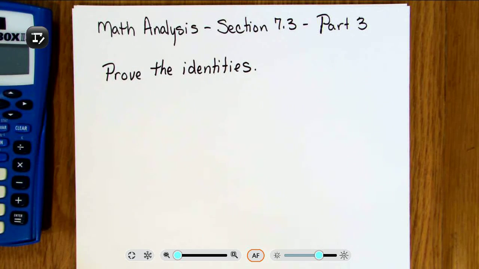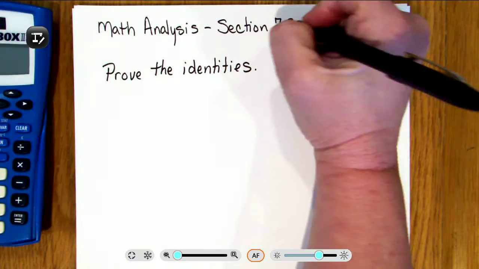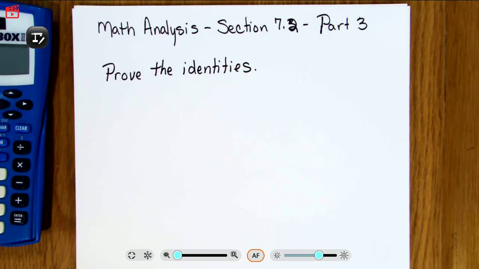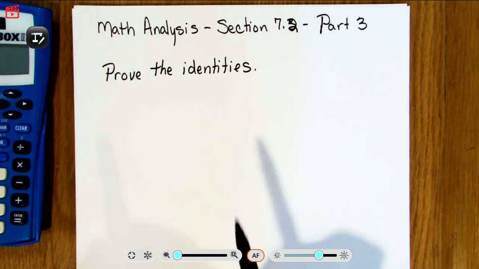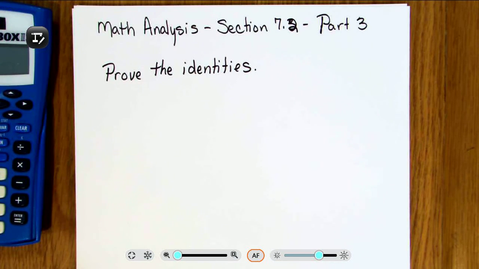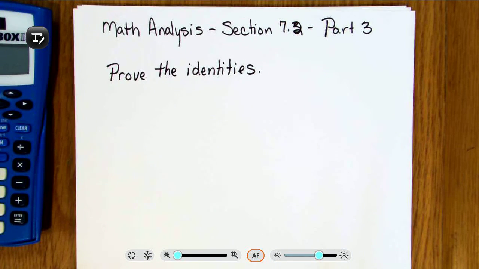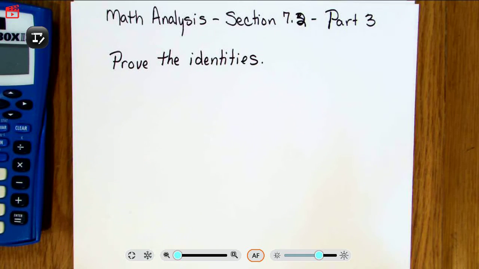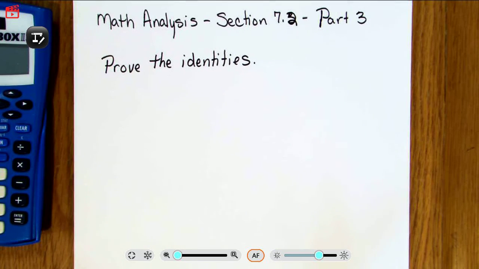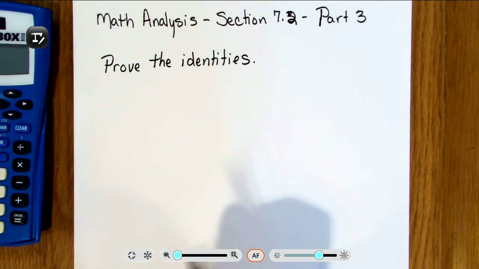Hi everyone, we are working in section 7.2, not 7.3, and this is part 3, so it's the third of our videos on this section. In this piece we're going to prove some identities. We did some identities in 7.1, we also did some simplifying, but these are going to actually be ones that have sum or difference formulas involved.